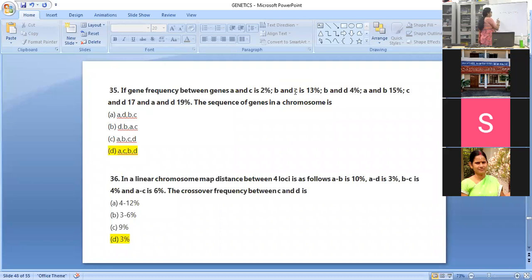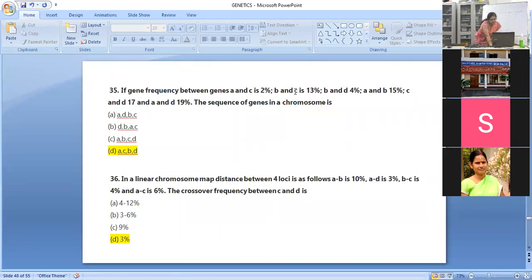B and D. Suppose if I place D over here, B and D is 4% and A and B is 15%. C and D is 17. This is also correct.